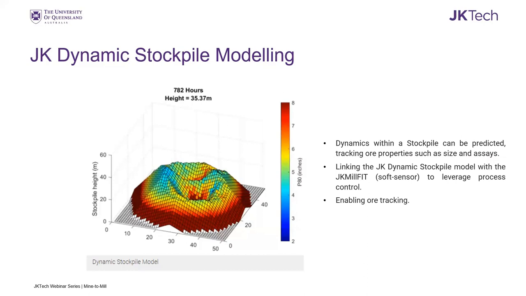So in here, I just want to start showcasing some of these new developments at the University of Queensland. This particular one, the JK Dynamic Stockpile Model, is one of the soft sensors. So as you can see here, researchers at the JKMRC have developed the dynamic model of coarse ore stockpiles and ore bins, also applicable to ramps, for tracking ore movement and its properties, such as grade and particle size.